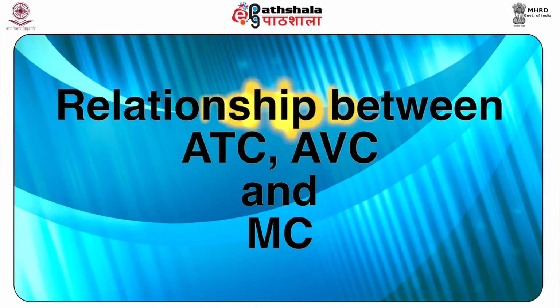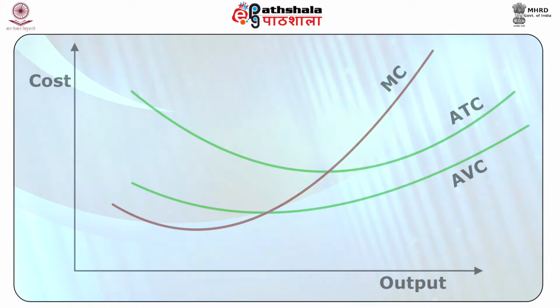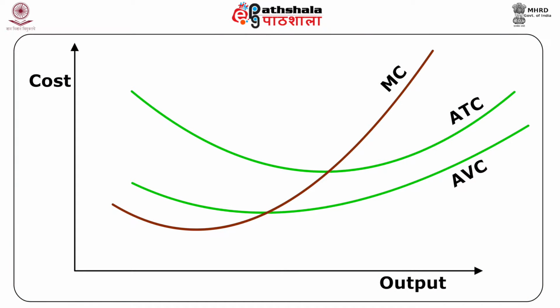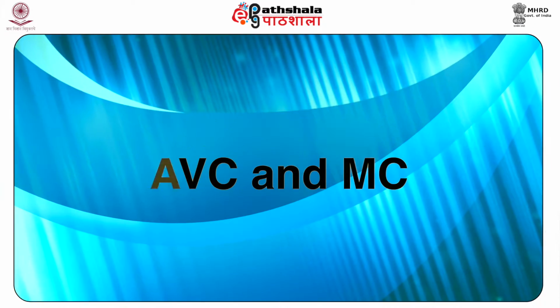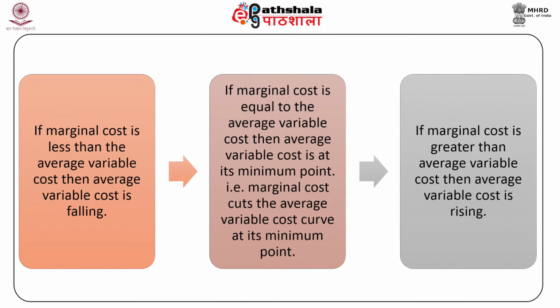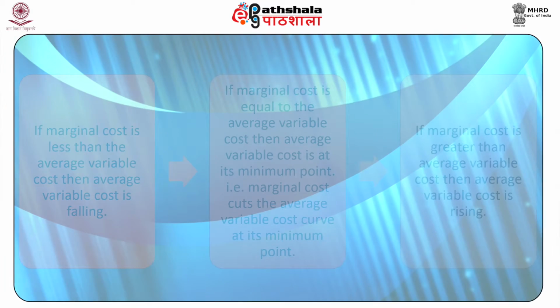Relationship between ATC, AVC and MC. Figure 6 shows the relation between AVC, ATC and MC. Relationship between AVC and MC. If marginal cost is less than the average variable cost, then average variable cost is falling. If marginal cost equals the average variable cost, then the average variable cost is at its minimum point, that is, marginal cost cuts the average variable cost curve at its minimum point. If marginal cost is greater than the average variable cost, then average variable cost is rising.